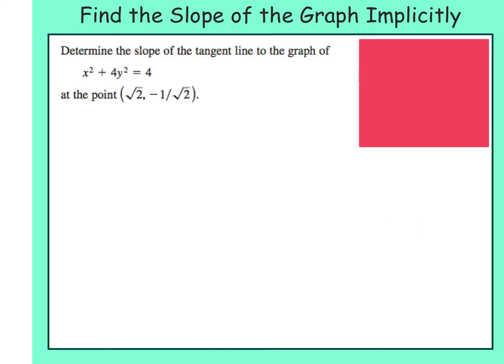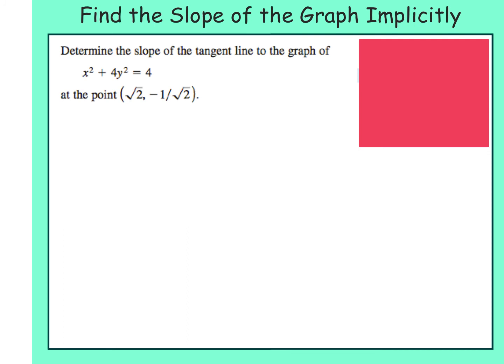Cool. Let's move. Here we go. So we're going to find the slope of the tangent line. We're actually going to find the whole tangent line as well, of x squared plus 4y squared equals 4 at the point square root 2 comma negative 1 over square root 2. Does anybody know what graph that is? See how much we remember from pre-calc. What kind of shape does x squared plus 4y squared equal 4 give us? An ellipse. That's an ellipse, exactly.